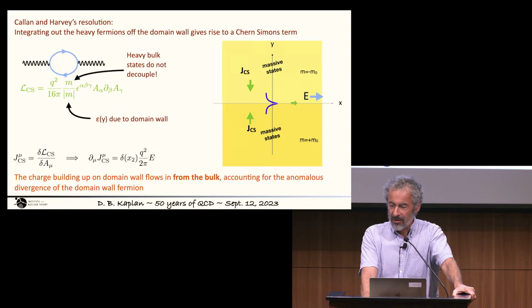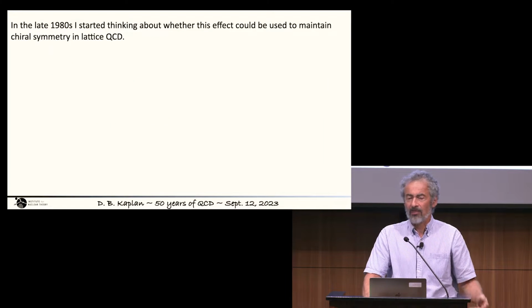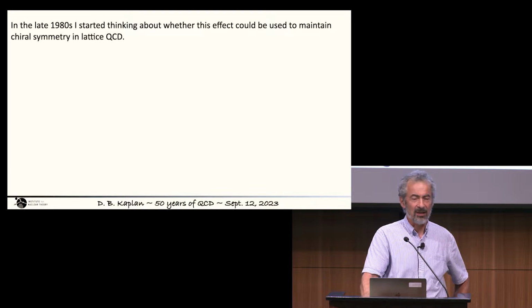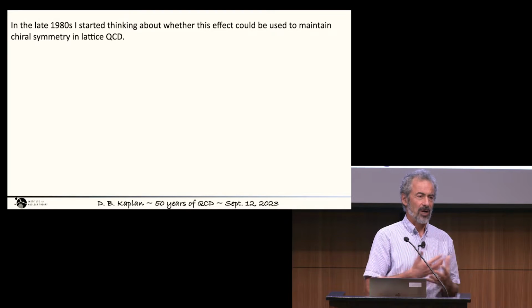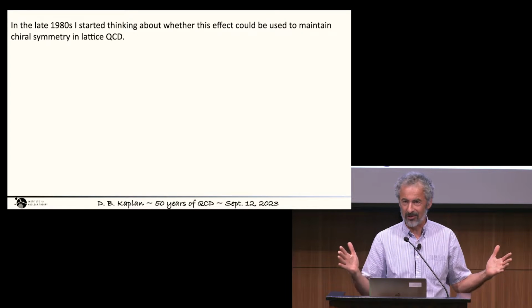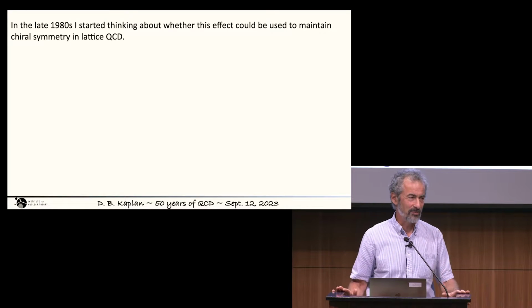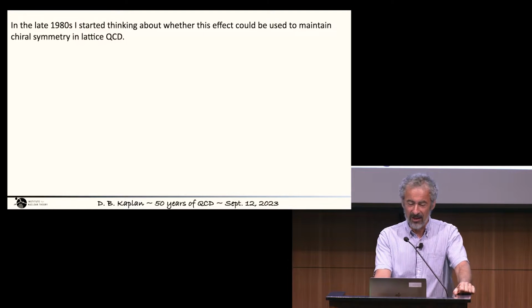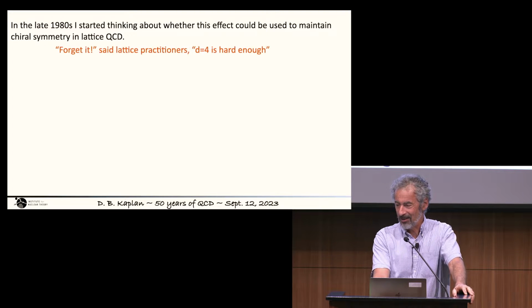So in the late 80s, I started thinking about whether this effect could be used to maintain chiral symmetry in QCD, because the salient feature of the model is that the overall model in 2 plus 1 has no chiral symmetry at all. There's no way you can define chiral symmetry in 3 dimensions, yet it has a chiral fermion sitting at the edge. And that seems useful because there's a problem with chiral symmetry on the lattice.